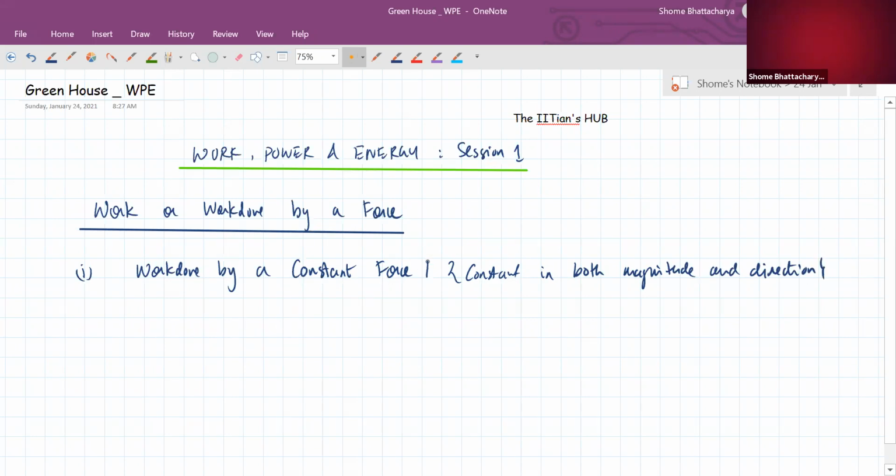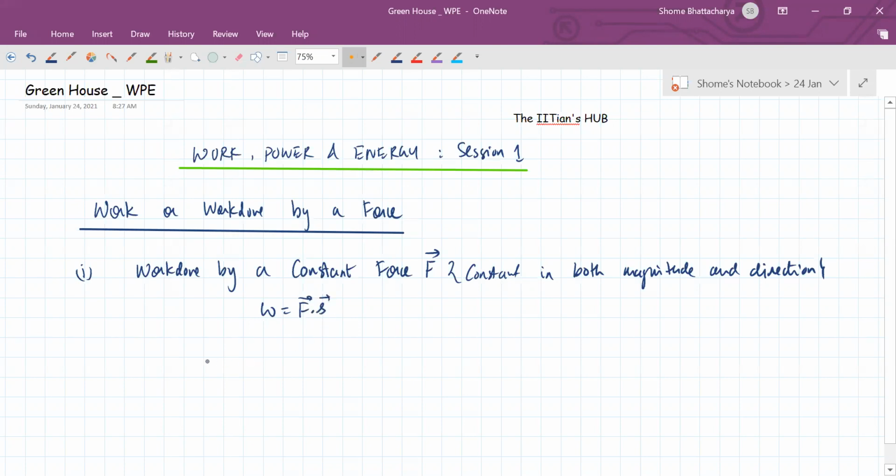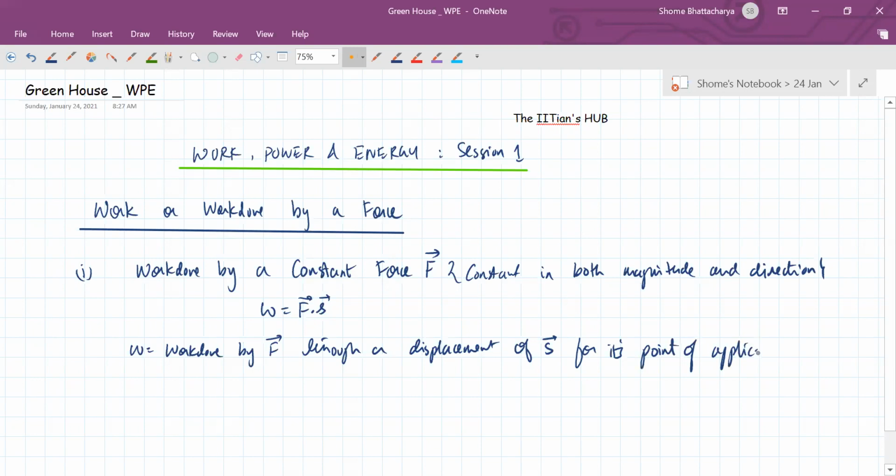So in such a case, if we have a force F which is constant in magnitude as well as direction, then the work done is defined as F dot S. Okay. So W here is work done by force F through a displacement of S for its point of application. I'll explain this point a little bit further, but just note down this definition first.